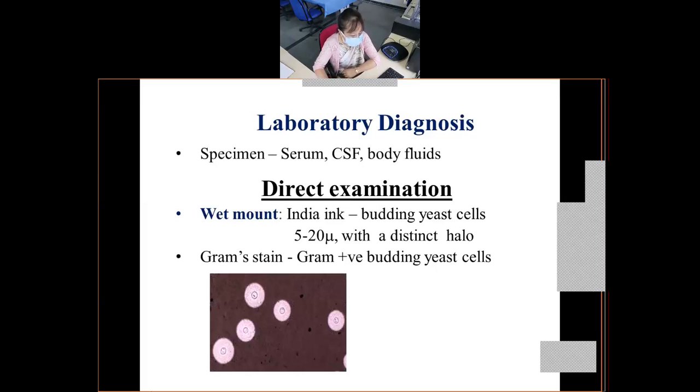So this is a picture. What you see is the negative staining. You can see the background because of India ink. The whole background is black in color, and you can see the yeast cells with the halo. This halo actually represents the capsule of the fungus. So this picture is very characteristic in the case of Cryptococcus. If you've seen it, you will not forget it because it's so characteristic.